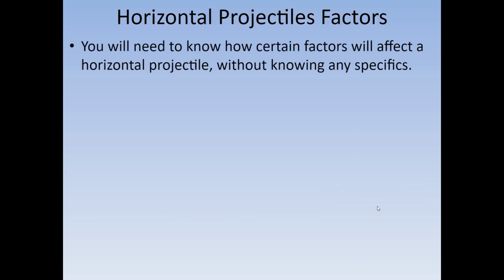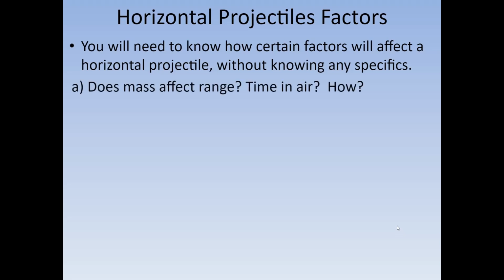So one thing that you're going to need to know is how certain factors affect a horizontal projectile. This is going to be extremely important for a lot of multiple choice questions for both the regions and AP level. And you're going to want to know this regardless of what type of values are going on. So like for example, mass. Does mass affect things like range and time in the air?